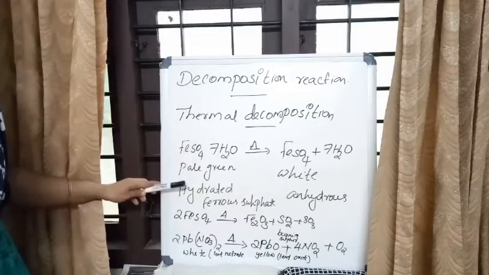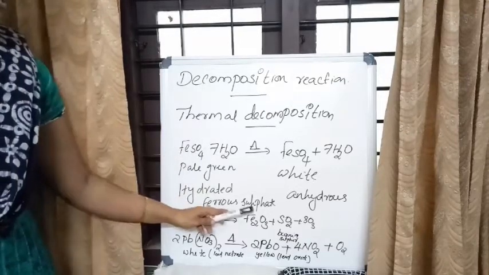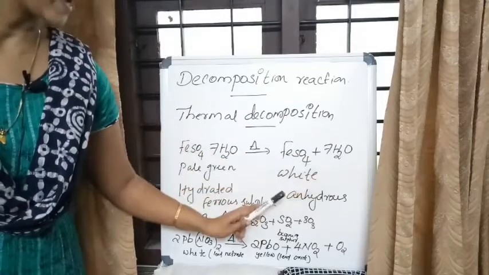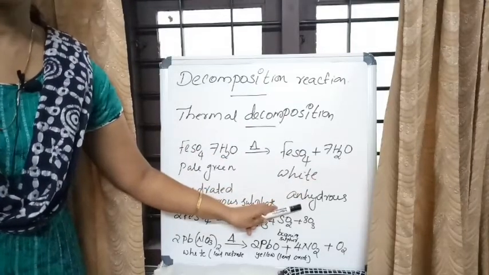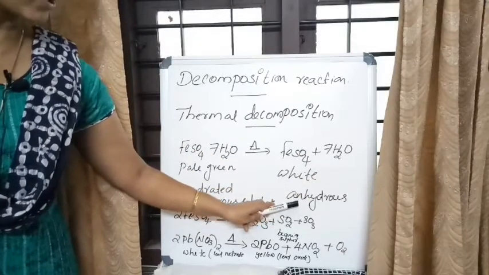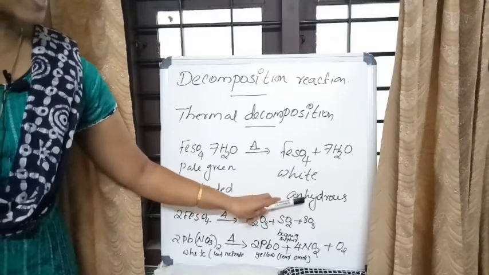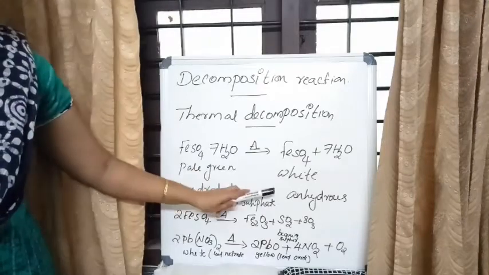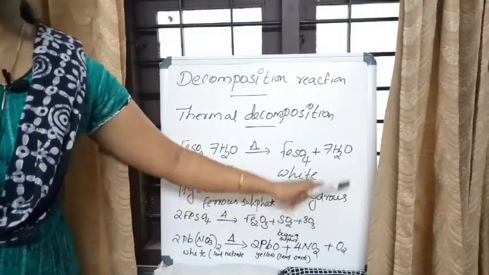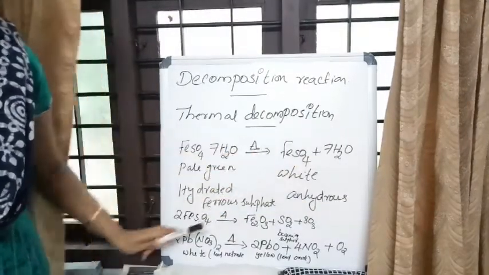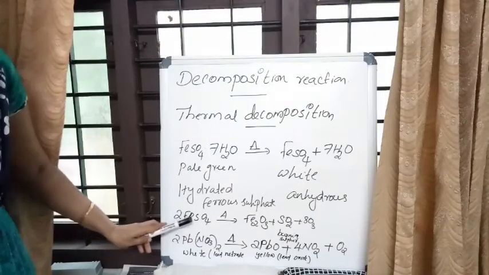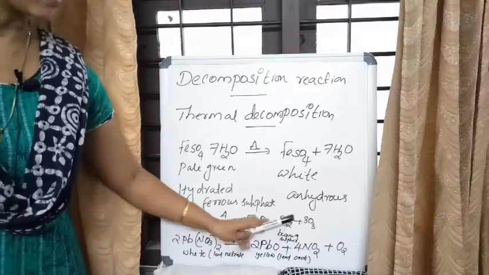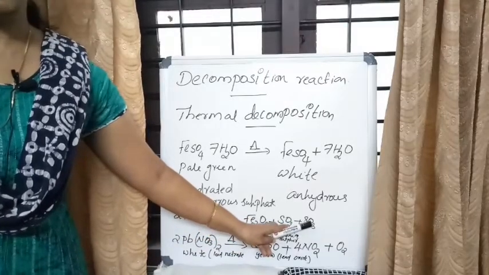Okay. So here the hydrated ferrous sulfate on heating loses its 7 molecules of water and changes to anhydrous. If a compound loses its water molecules, then we call them anhydrous. So in a simple way, hydrated ferrous sulfate changes to anhydrous ferrous sulfate in the first step. And in the second step, 2FeSO4 decomposes to form ferric oxide, sulfur dioxide and sulfur trioxide.